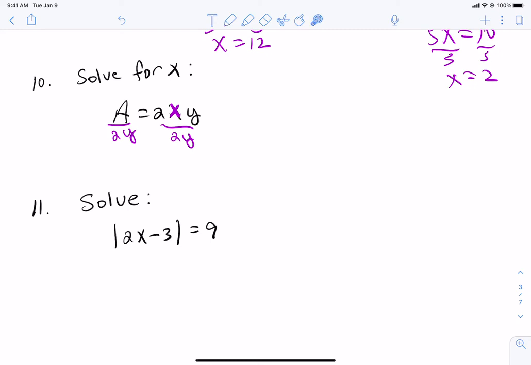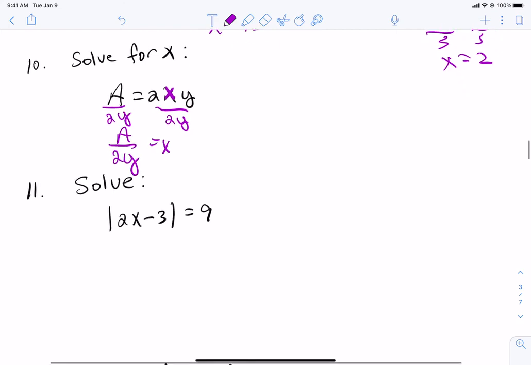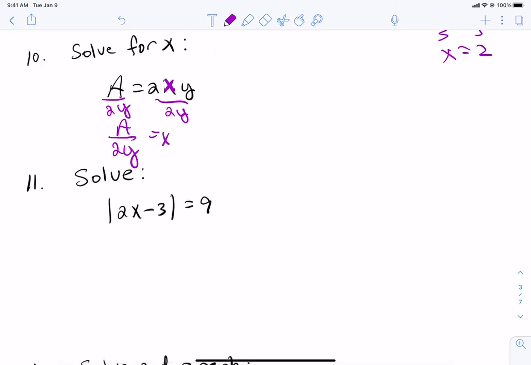Now, on this side that fraction can reduce, if there's a 2 or a y you can reduce them. But on the right side, the 2's and the y's cancel out. That's what we want. So you just have x equals a divided by 2y. And that's all it is. Okay? So I will give you an equation and expect you to solve for a different variable than it originally has.